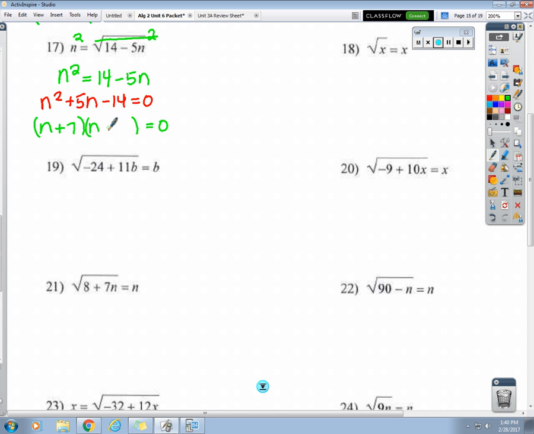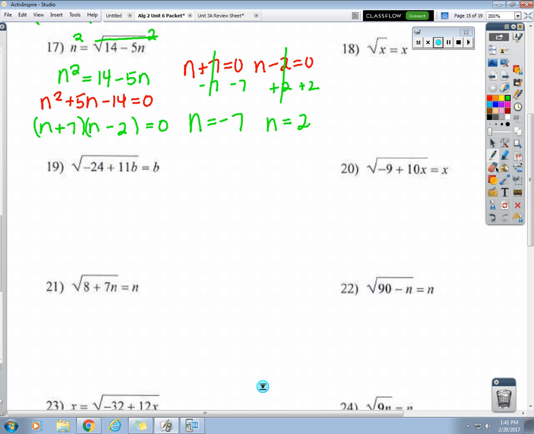Positive 7 and negative 2, right? Because 7, look, 7 minus 2 is positive 5, and 7 times negative 2 is negative 14. If you had put the negative on the 7 and the positive on the 2, that would have made a negative 5 when you add them. Now, for the next step, you are going to set each one of those to 0, which will then just do what? Change their signs. So this one ends up equaling negative 7, and this one ends up equaling positive 2.